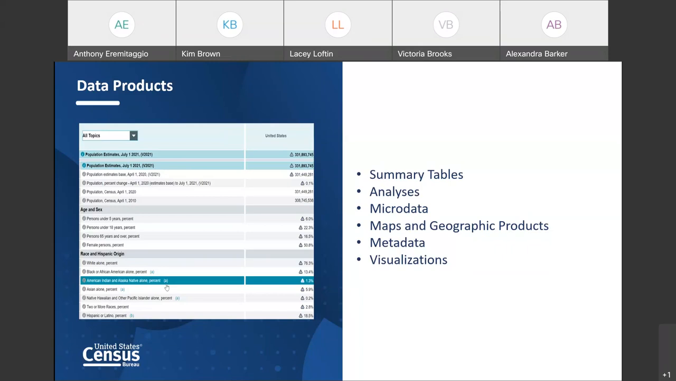Data tables are summarized by geography. Some analysis of the data, especially social and economic characteristics, are available. Microdata, this is the unaggregated responses for census or survey questionnaires. Users can then develop their own tabulation, cross-tabulation, using various software programs such as the public use microdata sample file, otherwise known as PUMS. And like I said, you can draw maps within the tool based on the geography and data selection.